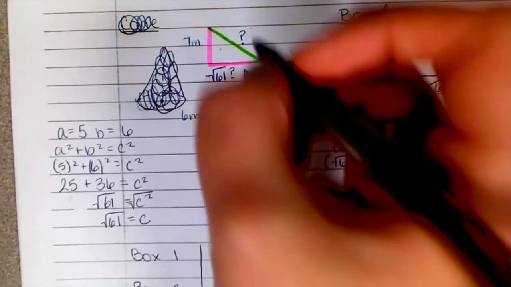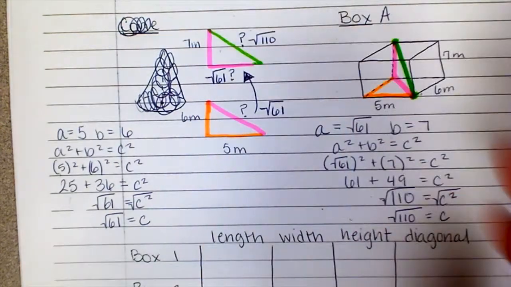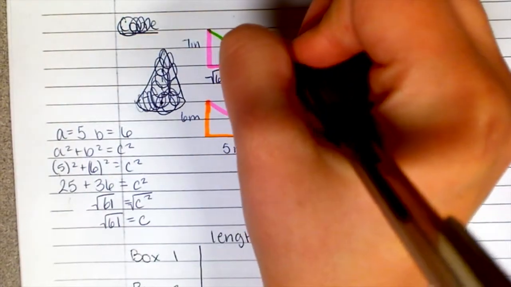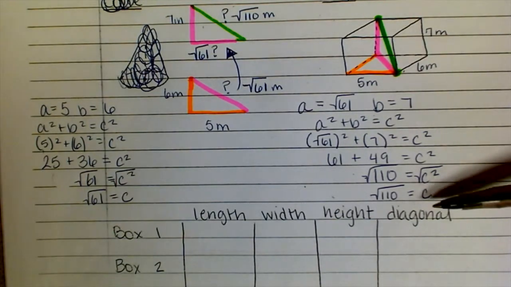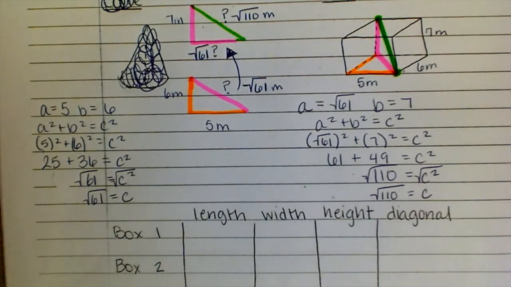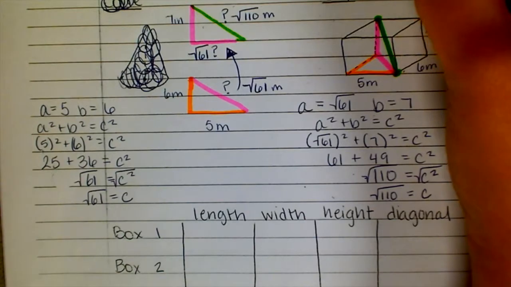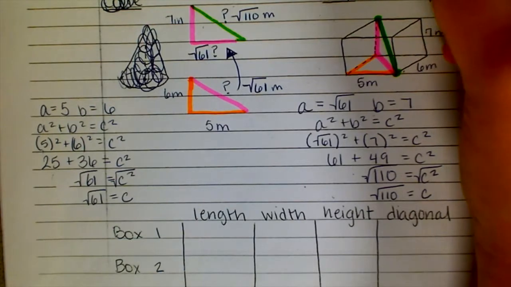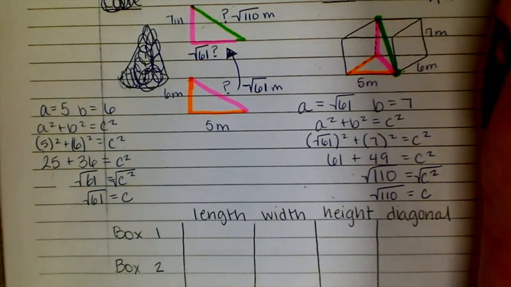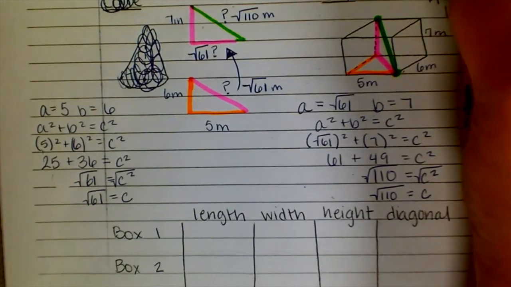I'm going to label this square root of 110. Now, I don't know about you, but whenever I say it's the square root of 110 meters, I don't see what that looks like. That's hard for me to tell if that's a lot or a little. But I do know that the square root of 121, which is 11, and the square root of 100, which is 10, are pretty close to that. So I'm going to say the diagonal is approximately 11 meters.